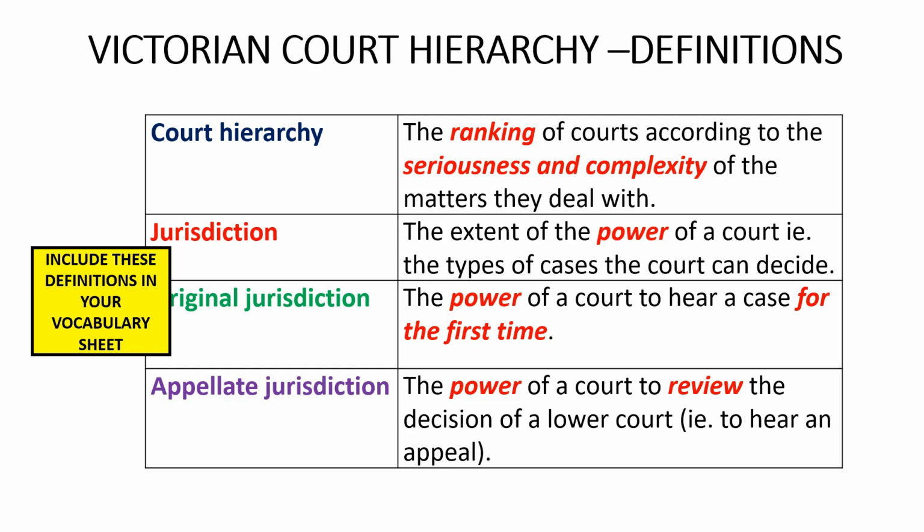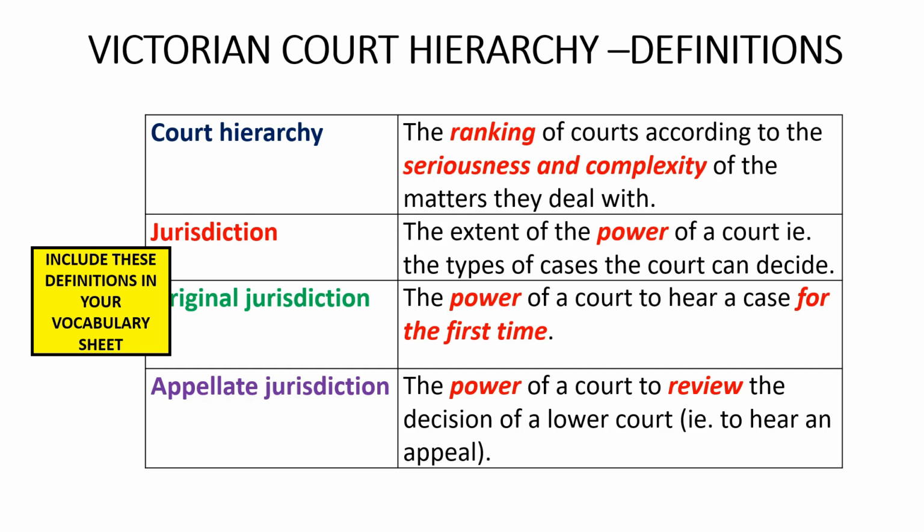So you'll never see a civil dispute for, say, $5 million being dealt with in the Magistrates Court. Now, there are two kinds of jurisdiction. The first kind of jurisdiction is original jurisdiction. A court is said to be exercising original jurisdiction when it is the first court to hear that case. That is, original jurisdiction is the power of a court to hear a case for the first time.